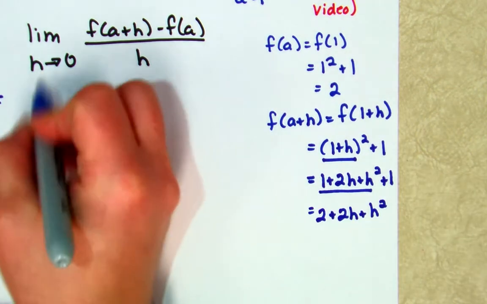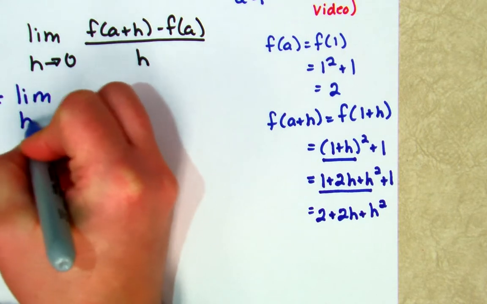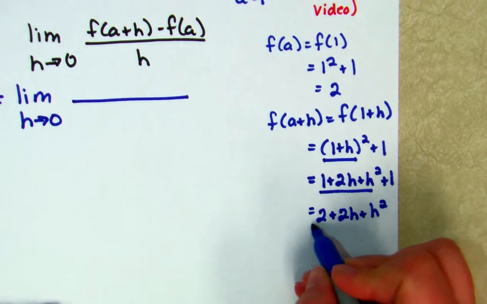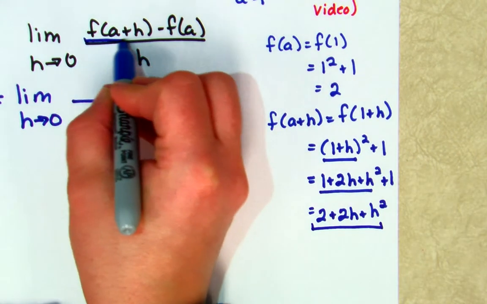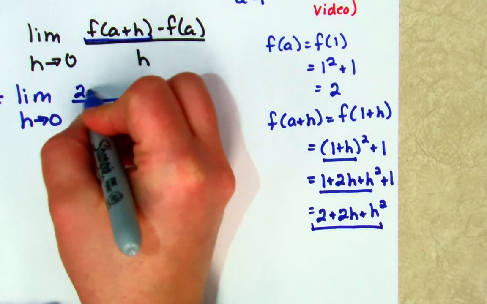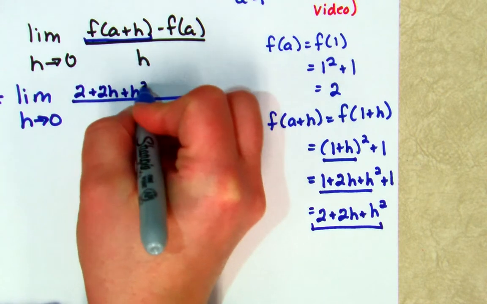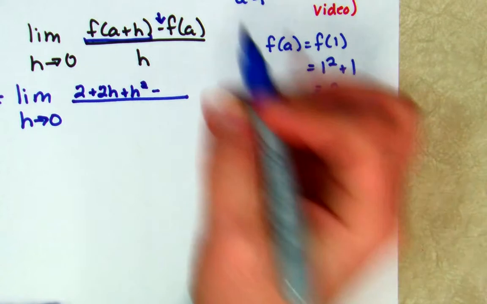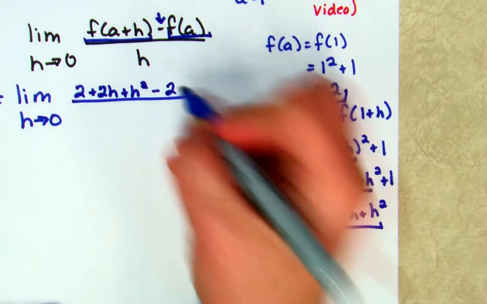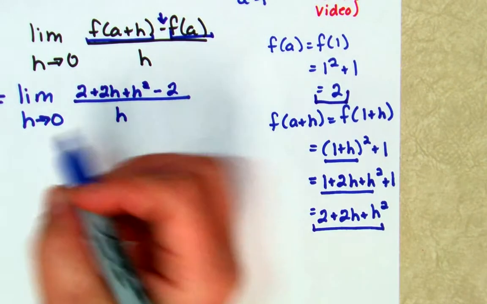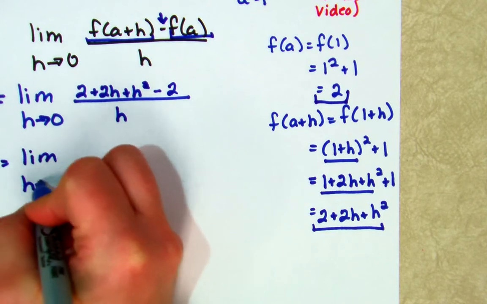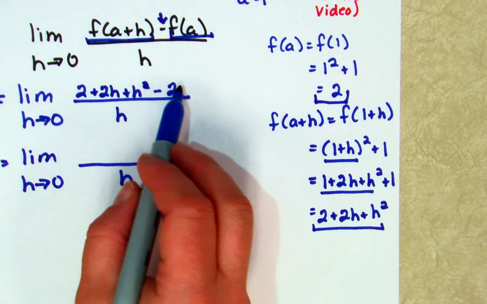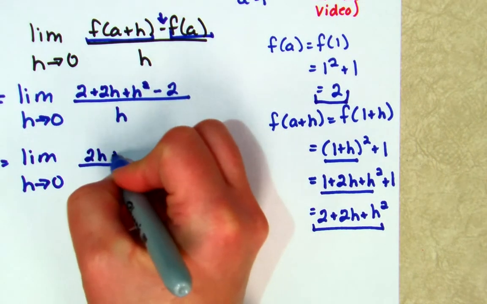Now I'm going to come up and fill in. I have to keep the limit notation because that part is important, h becoming 0. But now this is my f at a plus h. So I have 2 plus 2h plus h squared. Then I have my subtract, and this is my f at a, which is 2. And that's all over h. I'm going to clean this top up a little bit. I have a 2 subtract 2, so that gives me 0.